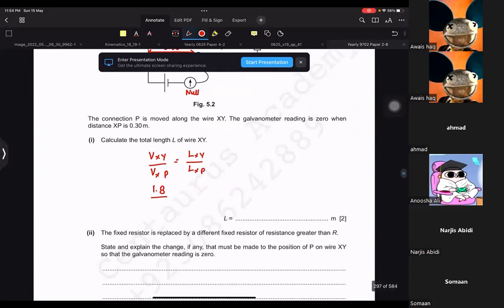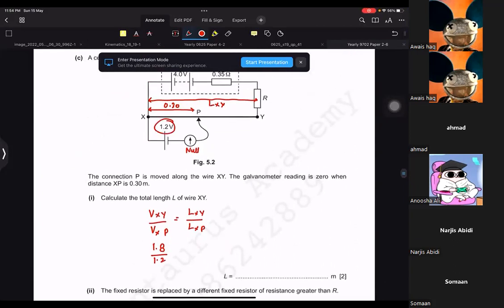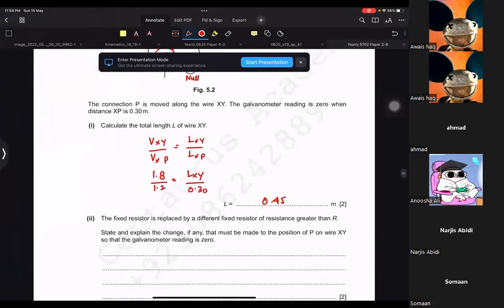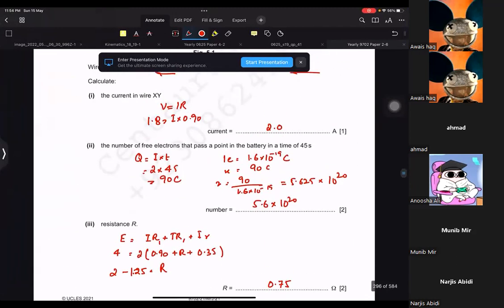Voltage in XP is 1.2. If it shows null, this is the voltage. The length of XY is what we need to find. Length of XP is 0.30. So let's multiply it. 0.45. Okay. Thank you. Pretty easy. Sir, could you go back to the previous question, please? Yes, please.